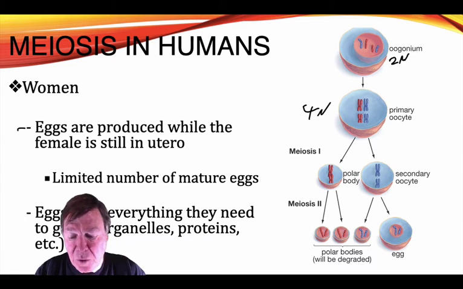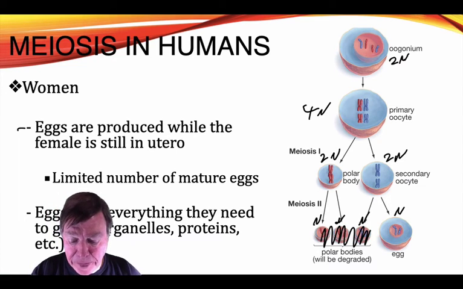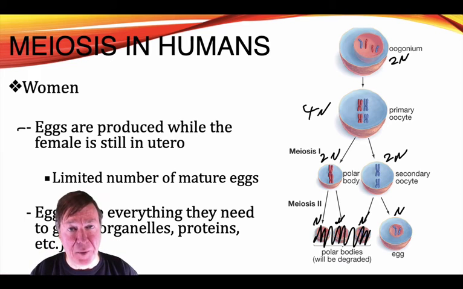4N here. We split them up, and these are going to go back to 2N and 2N. And now we get down to N, N, N, and N. But in women, they only produce one egg. So all of these get reabsorbed into the body to produce that one egg that women produce.